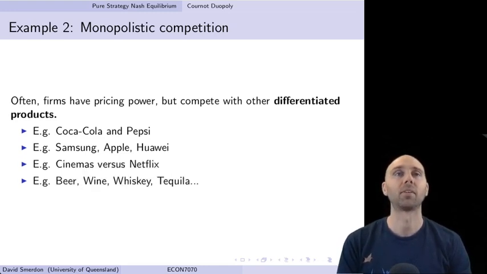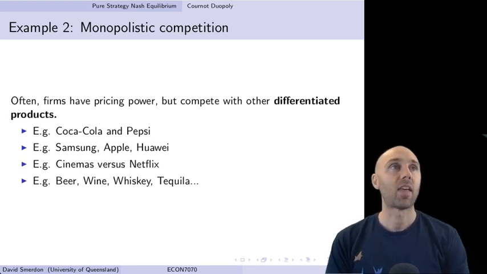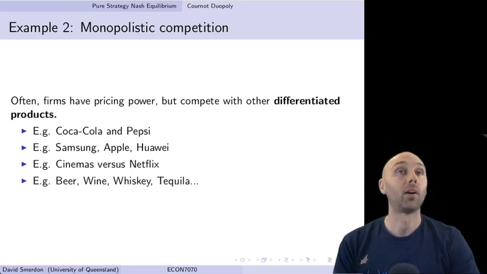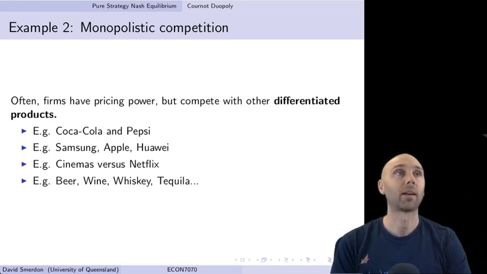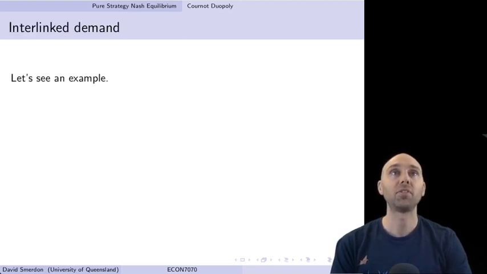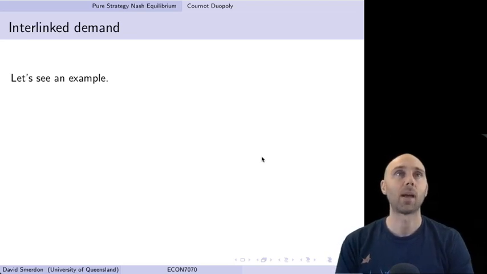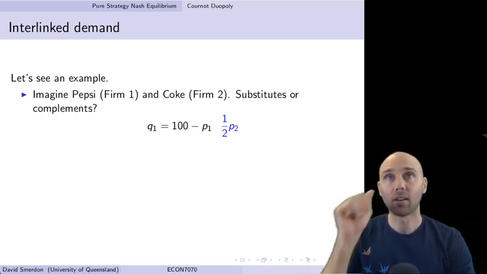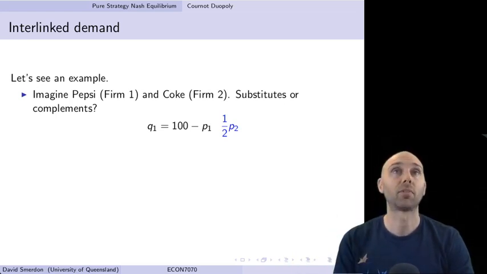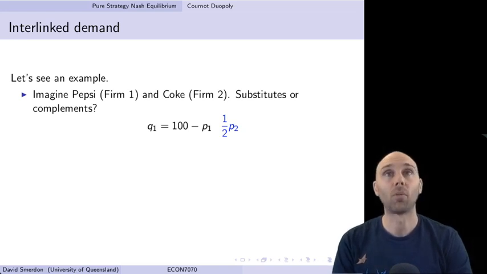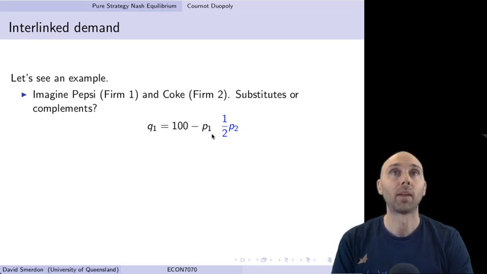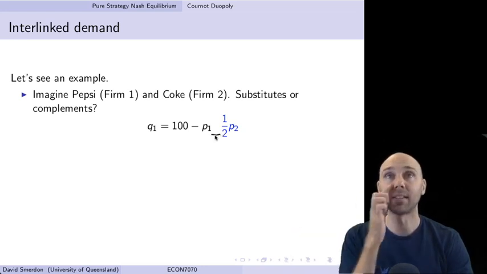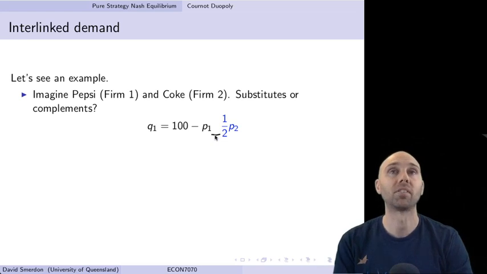And there are many other examples of products where firms need to be aware of what's happening in other product markets. This usually happens when there is interlinked demand. So we'll do an example. We'll stick to our sugary drinks. We'll call Pepsi Firm 1 and Coke Firm 2. First question, of course, are they substitutes or complements? And the real part of that is, should we be putting a plus or a minus in here? Have a think about it, pause the video if you need.